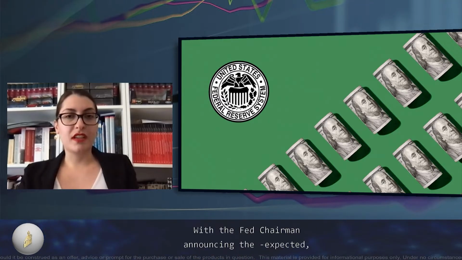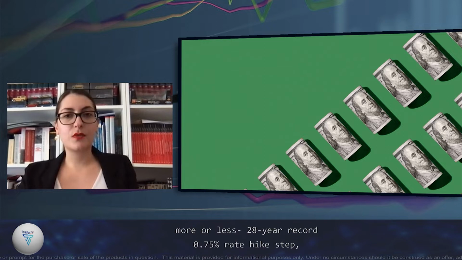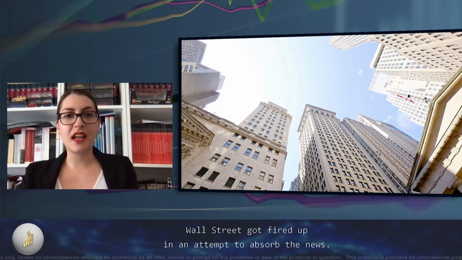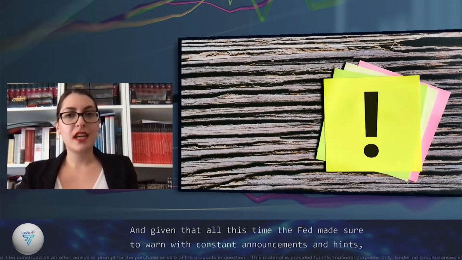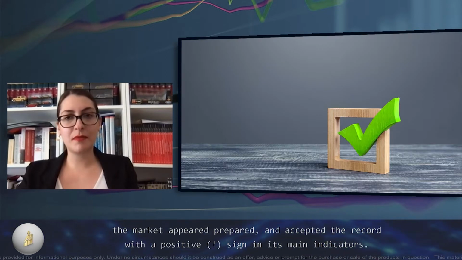With the Fed chairman announcing the expected, more or less 28-year record 0.75% rate hike step, Wall Street got fired up in an attempt to absorb the news. And given that all this time the Fed made sure to warn with constant announcements and hints, the market appeared prepared and accepted the record with a positive sign in its main indicators.